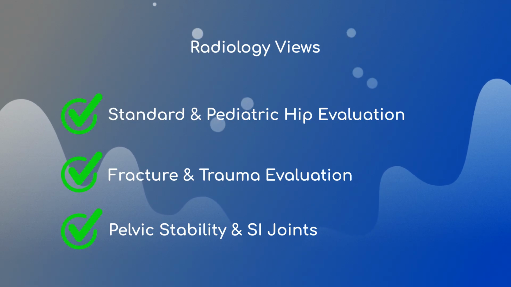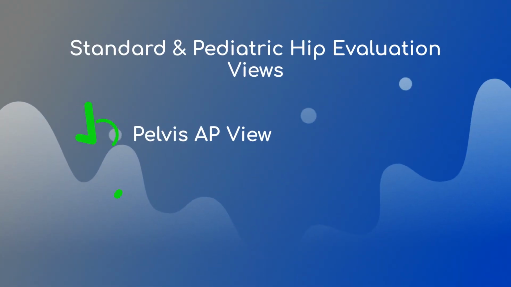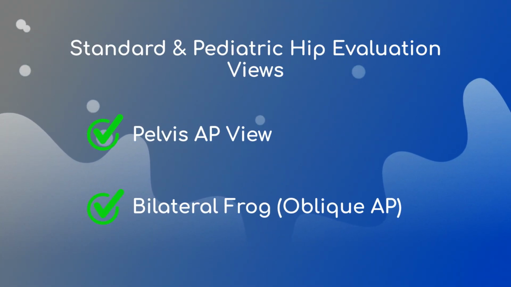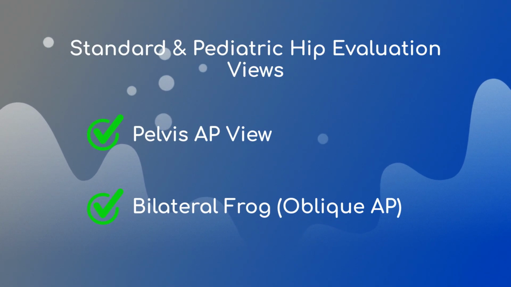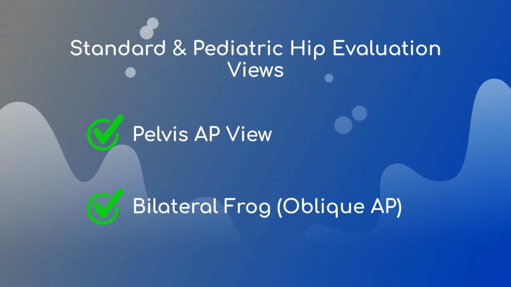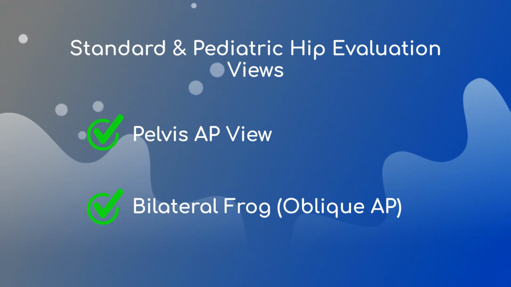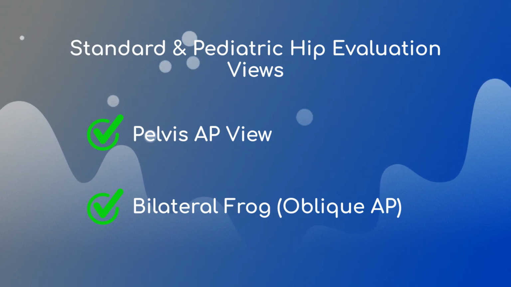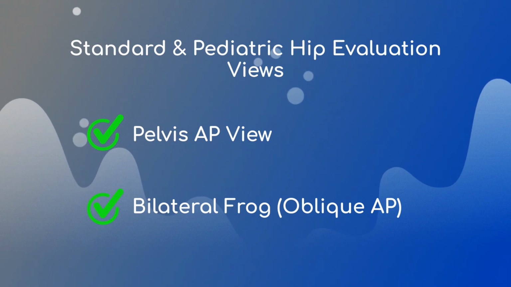are view-dependent. Standard and pediatric hip evaluation views: pelvis AP view, this baseline image of pelvis and proximal femurs. Bilateral frog oblique AP. This view is used in pediatrics for evaluation of the femoral neck and head of both femurs. This view is taken on a patient small enough to fit in one exposure or film.